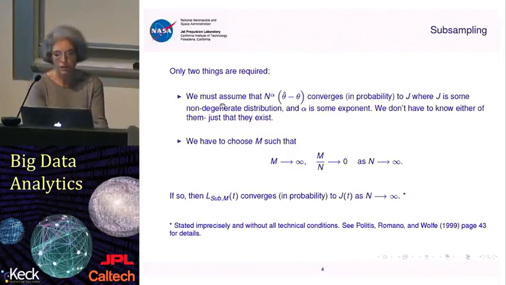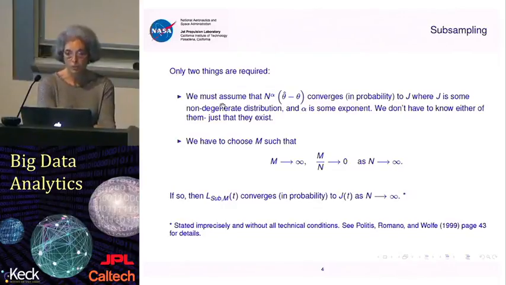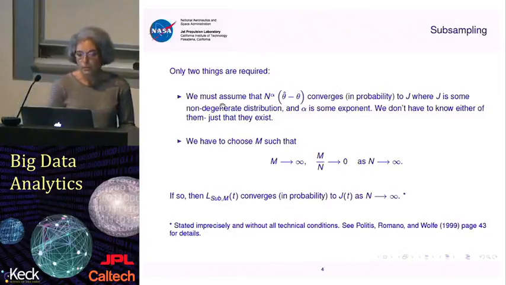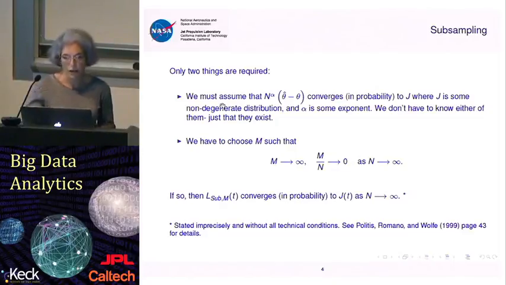Now, there's a whole page of technical conditions that go with this mathematically, and if you want to see them, you can go to page 43 of the Politis, Romano, and Wolf book. It's actually very interesting, but I think the essence of it is if you're willing to assume that those assumptions are not too restrictive, and in my opinion they aren't, then you can just go ahead with this.